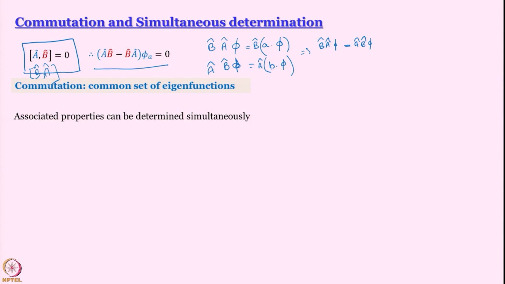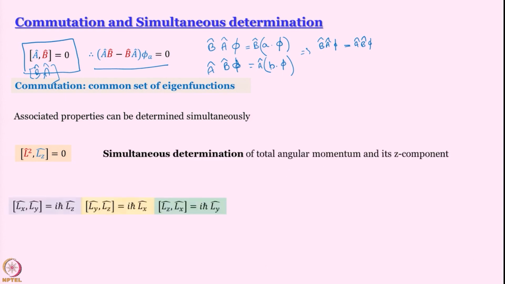then they have a common set of wave functions and properties associated with A hat and B hat can be determined simultaneously. It turns out again we are not going to prove it here, it is there in those angular momentum lectures. It can be shown that L square hat and Lz hat commute. That means you can determine the square of total angular momentum and the z component of angular momentum simultaneously for a system. However, Lx hat and Ly hat, Ly hat and Lz hat, Lz hat and Lx hat do not commute, they do not commute.